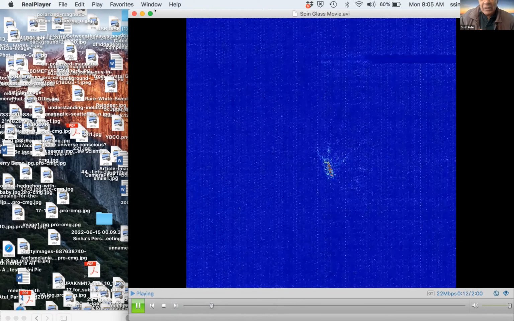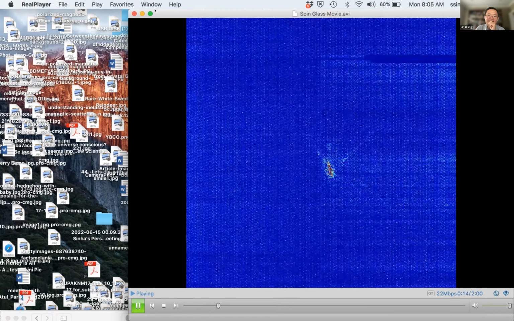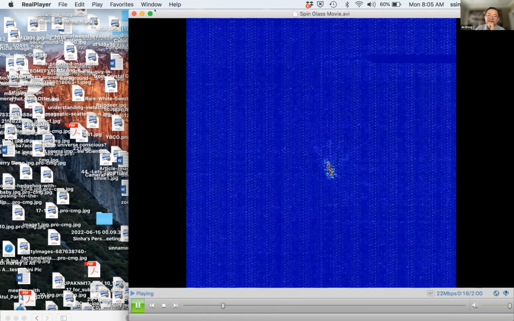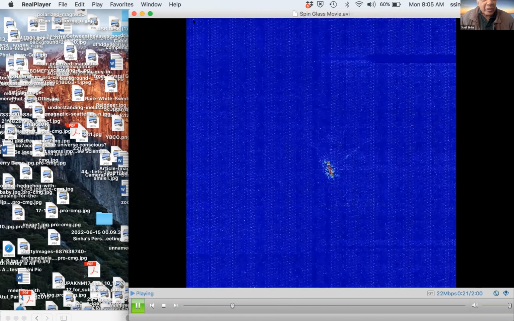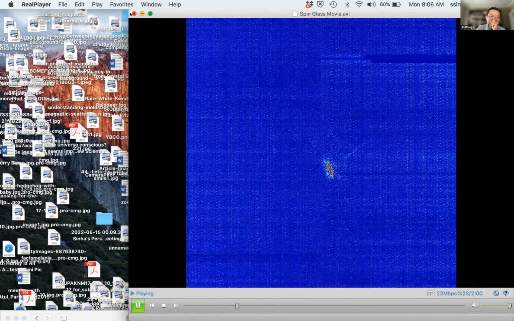Okay, so that's a function of time? Yes. At a fixed incident angle? Yes, in real time on the detector. Wow. Okay, enough of that.